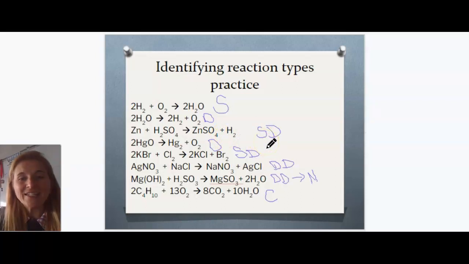The next one is single displacement. Next is a double displacement. The second to last is a double displacement, but specifically a neutralization. Notice we have the OH and the H, and we formed a salt. How you know it's a salt is it's an ionic bond, and we have water. And the last one is a combustion reaction with hydrocarbons in the presence of oxygen producing carbon dioxide and water.